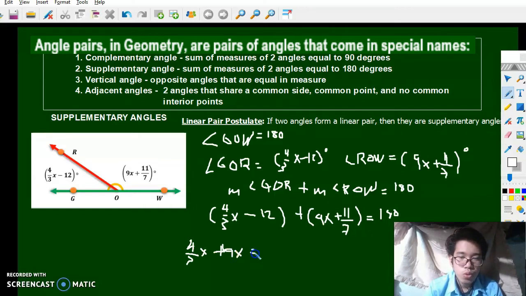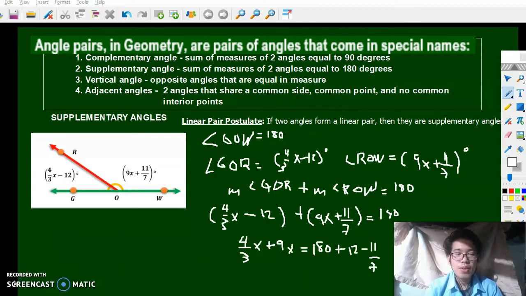So that's equal to 180 degrees. The minus 12 becomes plus 12 here, and the plus 11 over 7 becomes minus 11 over 7 on the right side. Now that we've isolated our variables, we have 4/3 x plus 9x on the left side, and we've separated them from the constants. The constants are 180 plus 12 minus 11 over 7, so that's why it looks neat.